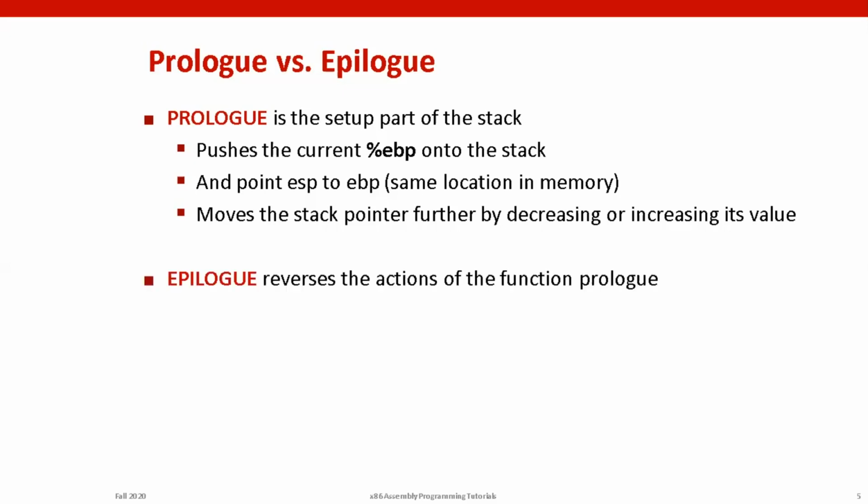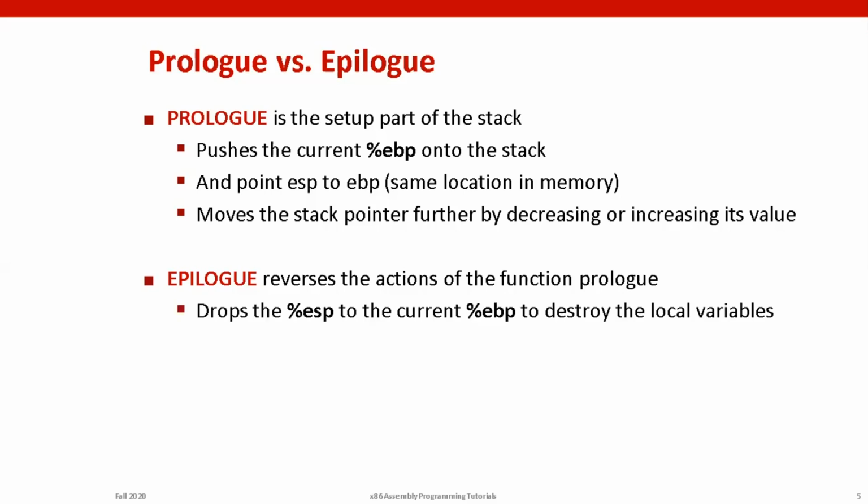Then we have the function epilogue. The function epilogue reverses the actions of the prologue and returns control to the calling function. It usually does the following actions, and note that this procedure may differ from one architecture to another. In the first step, it brings the stack pointer to the current base pointer, so the stack is freed from the bytes reserved in the prologue for local variables.